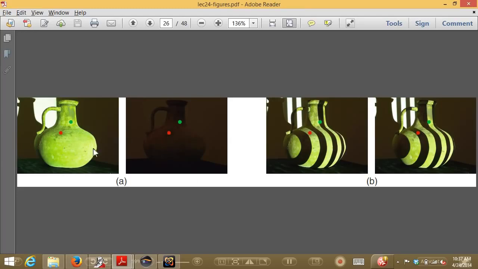Here, the intensity at the red pixel when it's on is 137, and when it's off is 3, okay? And that's because this lies on a darker patch on the surface of this jug. Whereas the green dot is on a bright surface, and so when it's on, I get 226, and when it's off, I get 18. So the on position is almost 100 levels brighter than the on position at the red dot.